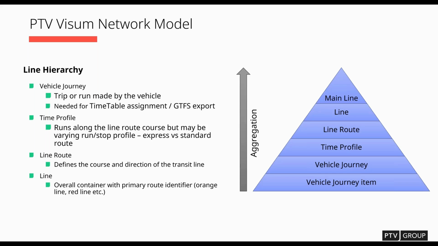Moving up are time profiles. So these are individual runs along the line course route, but they could have varying run and stop profiles, something like an express bus versus a standard route. Then you have a line route, which defines the course and direction of the transit line. And then the line is the overall container. So like here in the DC area, we have the metro rail system. So like the orange line, red line would all be lines. You do optionally have the main line if you want to have one further step of aggregation as well.